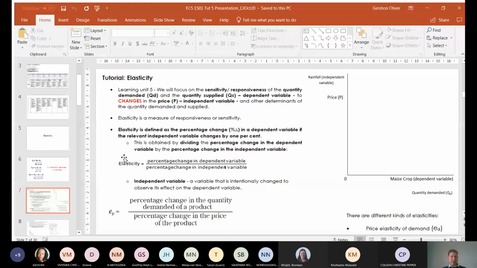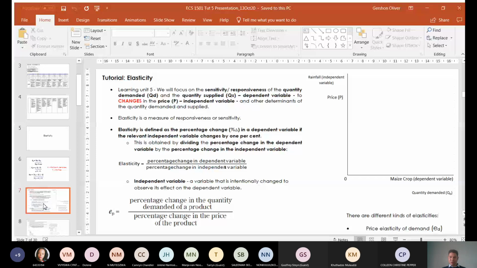The key thing that I want you to take away from the slide, and I know it's very busy, but I did speak to it the last time we had a session, is this definition over here. It reads as follows: elasticity is defined as the percentage change in a dependent variable, and your dependent variable is normally on your x-axis, if the relevant independent variable, which is on your y-axis, normally price, changes by 1%.